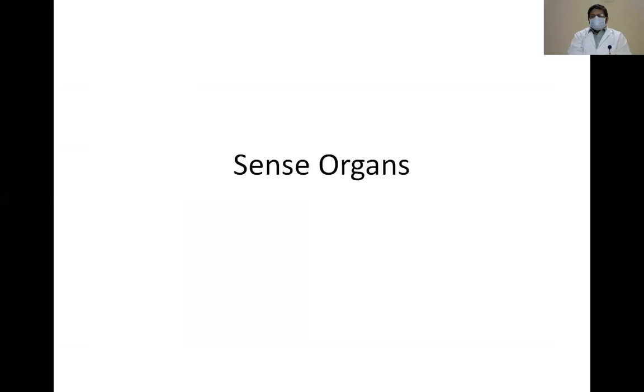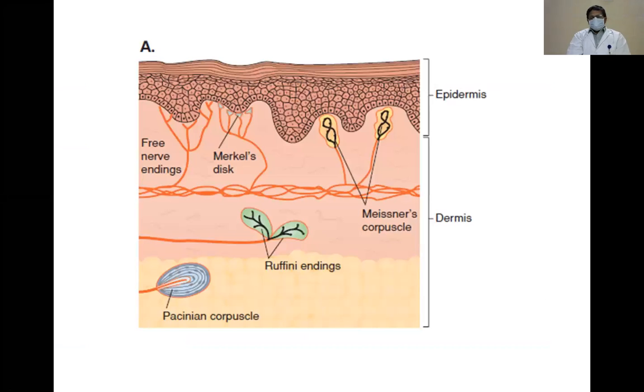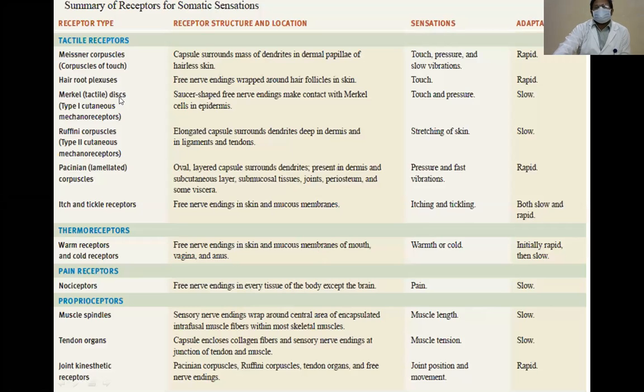Then what are the different types of sensory receptors? Suppose in the epidermis, there are the free nerve endings and the Meissner's corpuscle. You see the free nerve endings and the Pacinian corpuscle displayed in this. This is a table which summarizes the tactile receptors, thermoreceptors, nociceptors, pain receptors, and proprioceptors.